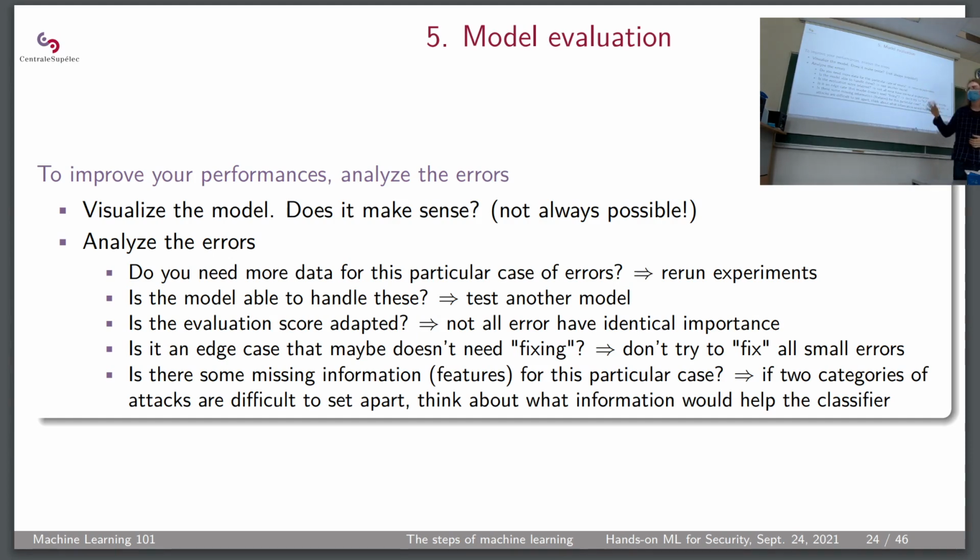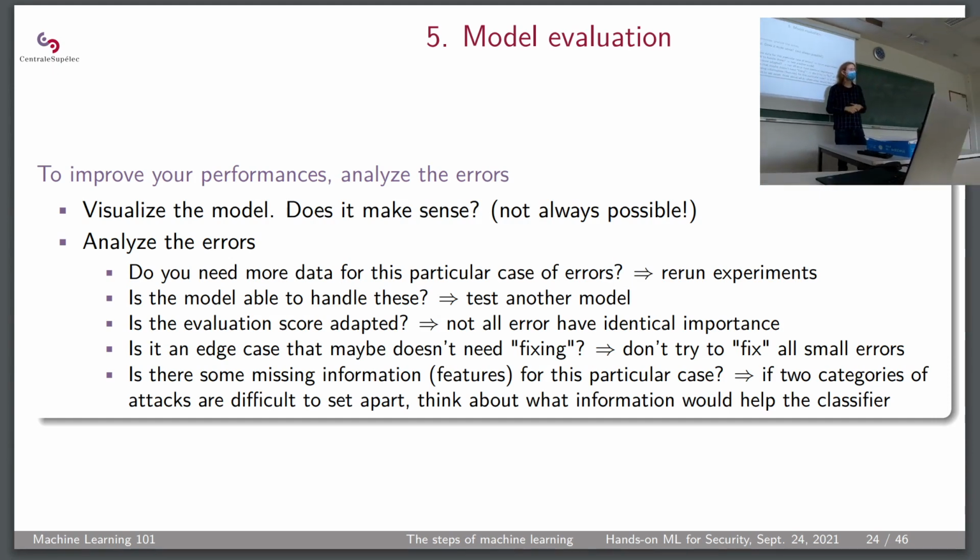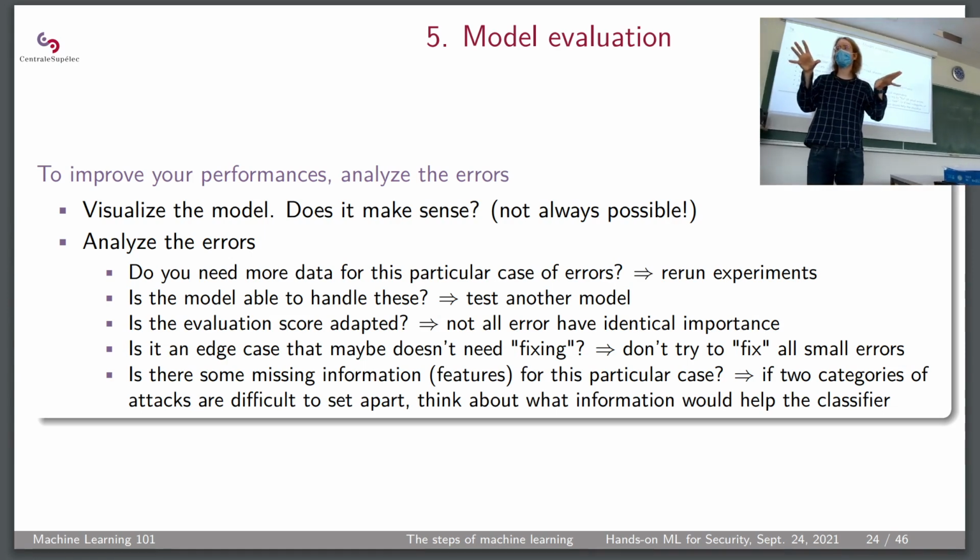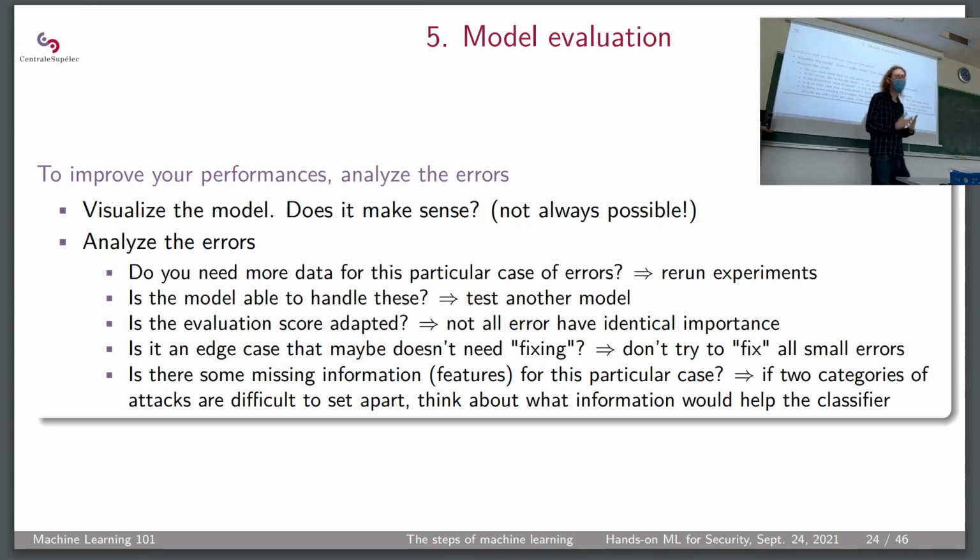We'll talk about that later, but generally, if you want to add some particular rules to fix all the small errors, you just end up with a worse detector. And finally, maybe the detector can't, for example, set two categories of attacks apart because it lacks some information. There are some missing features, and you, as the expert, should see how bringing that information to the model can help it differentiate these two cases.